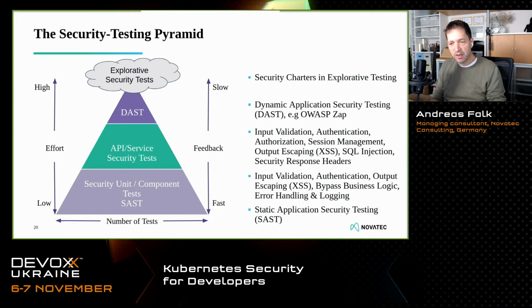So if you're using the bean validation standard in Java, for example, you can also instantiate the bean validation factory in a unit test already and just check for correct input validation. Also for authentication, output escaping, and bypassing business logic, you can easily test that on unit test level. Also check that error handling and logging happen in a correct fashion. Especially you could check that the logging output does not log sensitive data like user passwords. You can check for that on unit tests already.